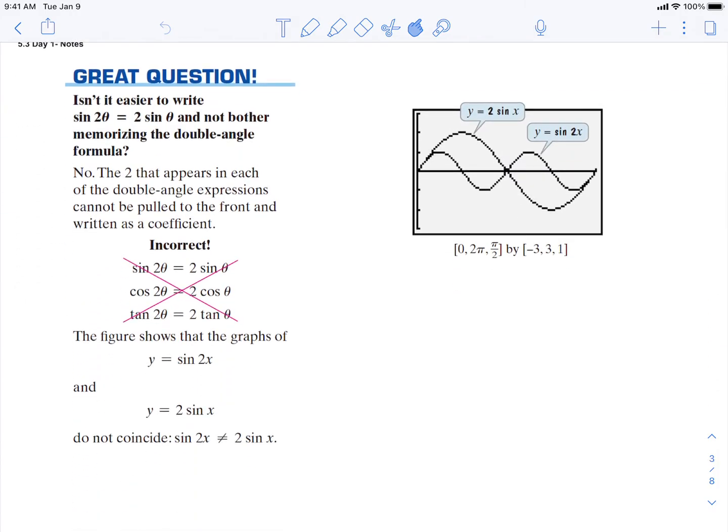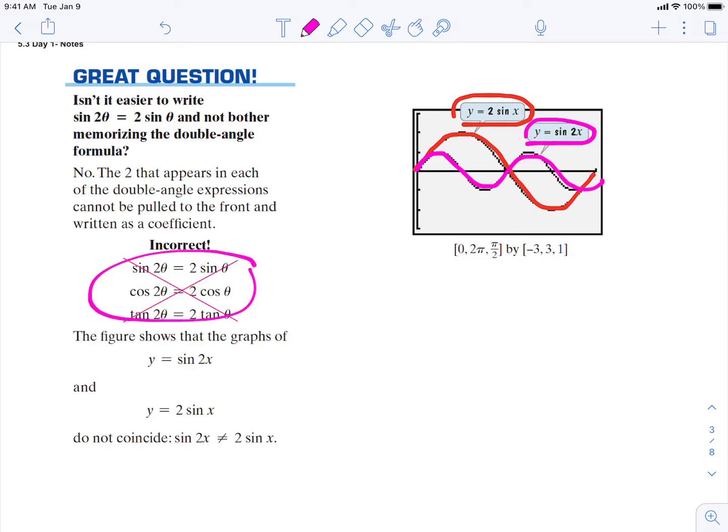When we look at a graph of two functions, one being y equals 2 sine of x, and the second one, y equals sine of 2x, notice that these two graphs are not the same. So this would not be correct if we had the formulas. We really want you to know that they're not the same.